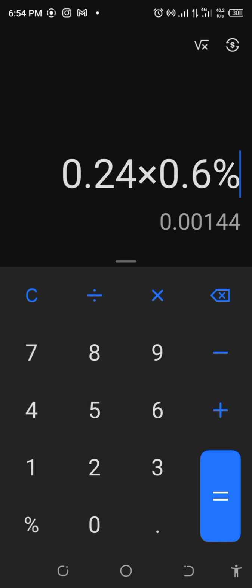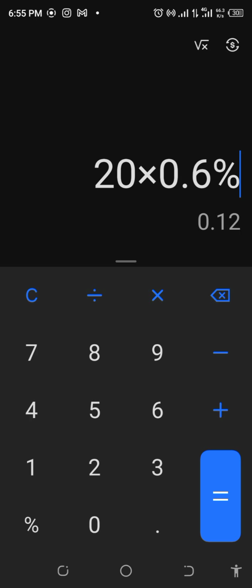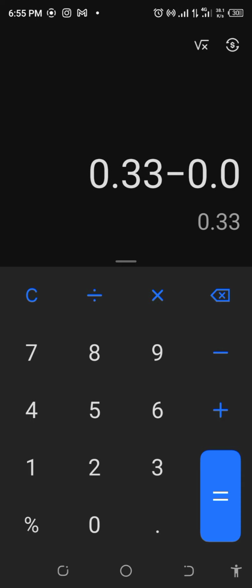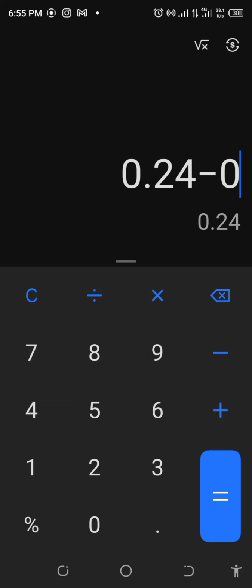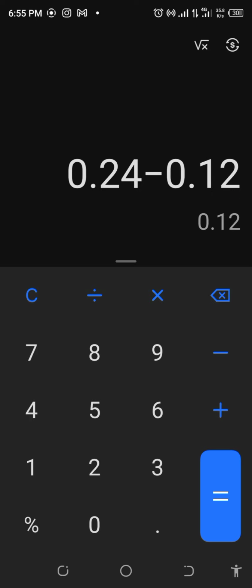0.6% of $20. $20 times 0.6%. That's 12 cents. So if I go back, don't forget, we have 0.33 minus 0.09. Then we have minus 0.12. So that means effectively we're going to be having 12 cents.